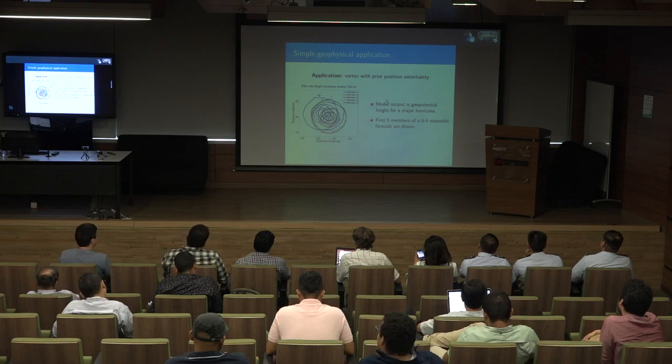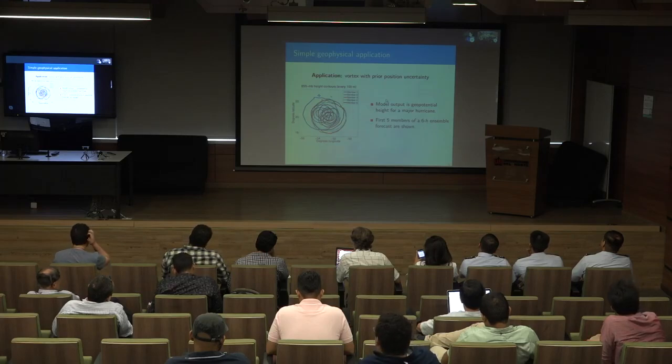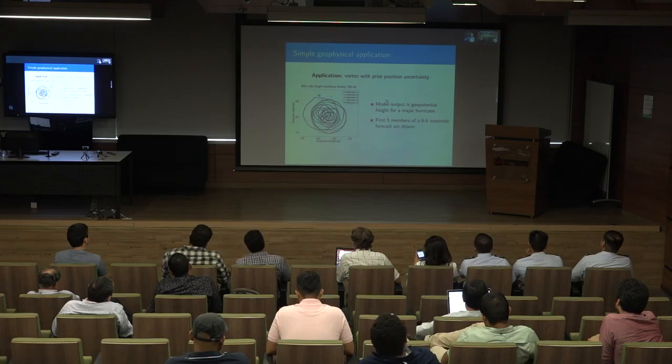I'm showing just 5 ensemble members for 850 millibar height, from a subset of a 6-hour ensemble forecast. This is a typical displacement error we would see for, say, tropical cyclones. And I'm going to reproduce this problem using a Rankine vortex model.